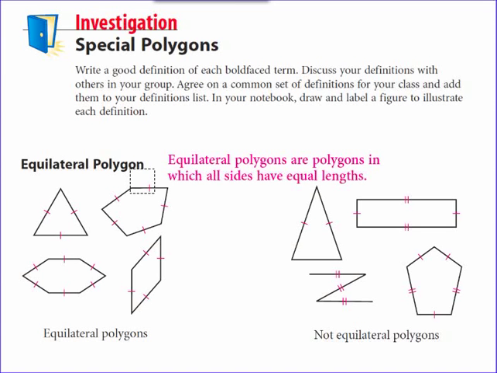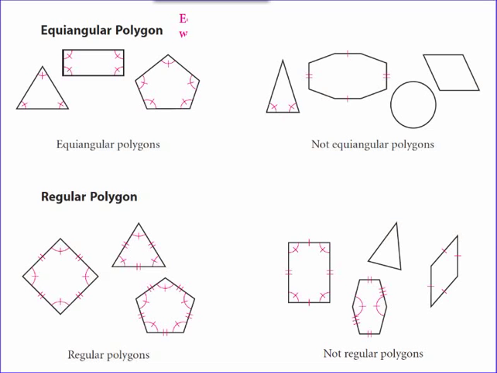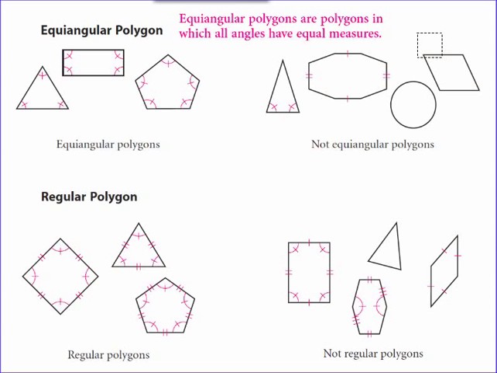So your next one is equiangular. Equiangular. All angles are in fact equal as well. Okay. Equiangular polygons are polygons in which all angles have equal measures. And that should make sense because equiangular, equal angle.